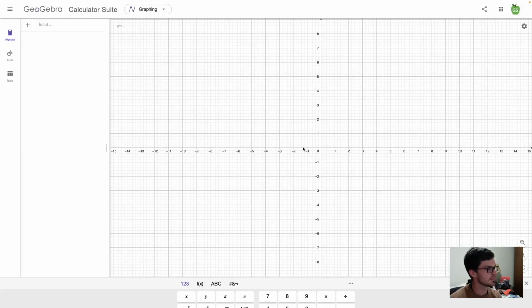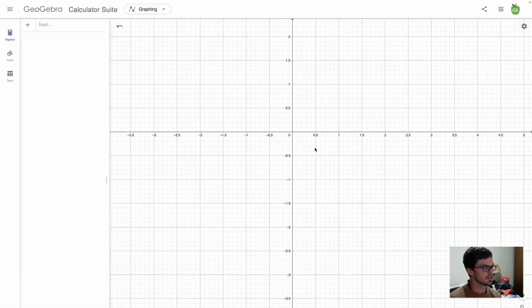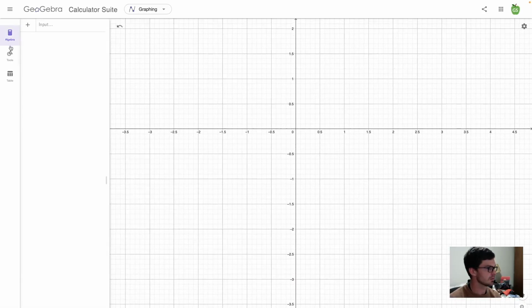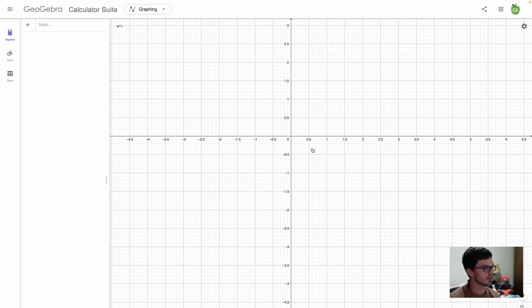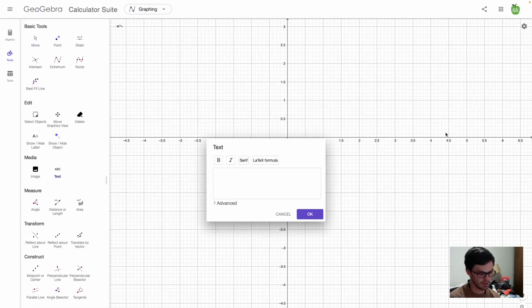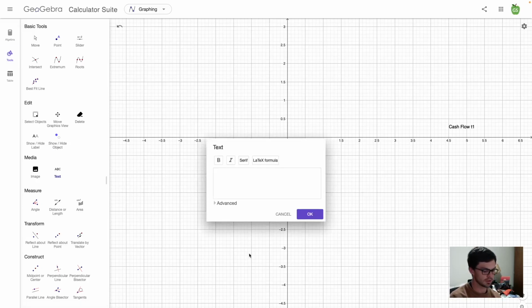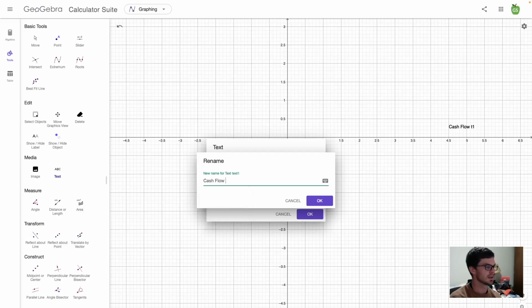Okay, so here we go. The first thing we're going to do is label our axes, and I'm going to go with the cash flow methodology that I did the second time. So let's just put some text, and we'll say, cash flow at time 1, and then over here we're going to have cash flow at time 0. So that's today.